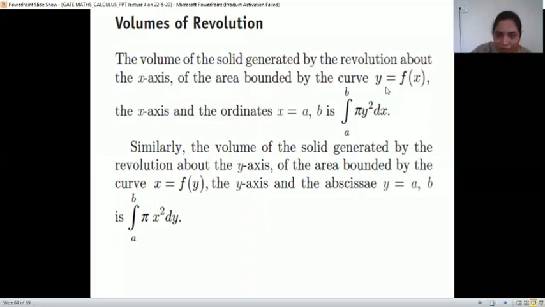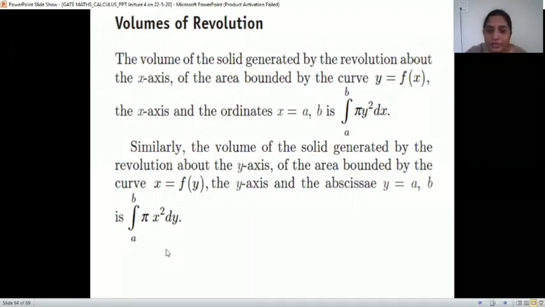If you have y is f of x, and if you have limits of x is a to b, then the volume of revolution is integration from a to b of pi y square dx. Okay, and if we have limits y is a to b and x is equal to f of y, then it is integration from a to b of pi x square dy.